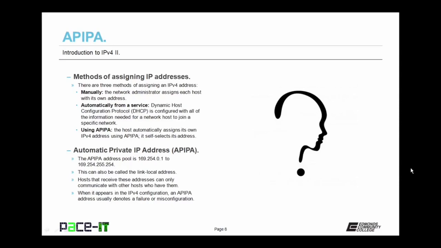When an APIPA configuration appears in IPv4, that usually denotes a failure or a misconfiguration. That would be a failure of your DHCP service or a misconfiguration that caused two hosts to have the same IPv4 address, in which case the second host to join the network will assign itself an APIPA address.